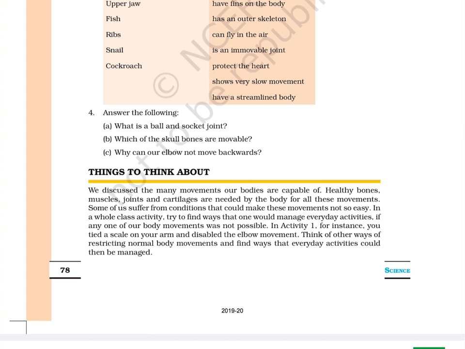If any one of our body movements was not possible, in activity 1, for instance, you tied a scale on your arm and disabled the elbow movement. Think of other ways of restricting normal body movements and find ways that everyday activities could then be managed. Chapter 8 of total 16 chapters ends here.